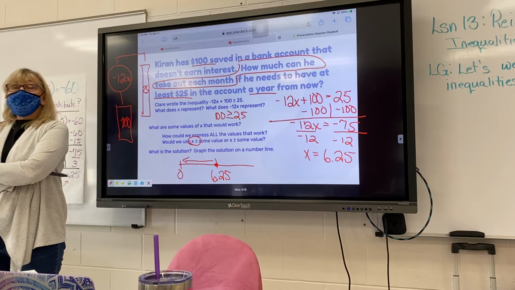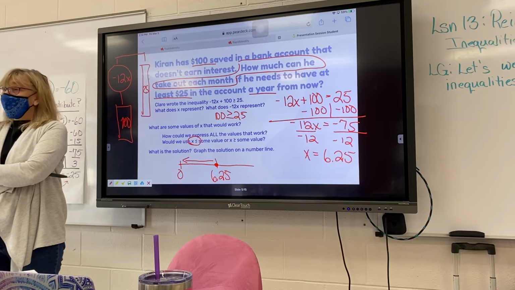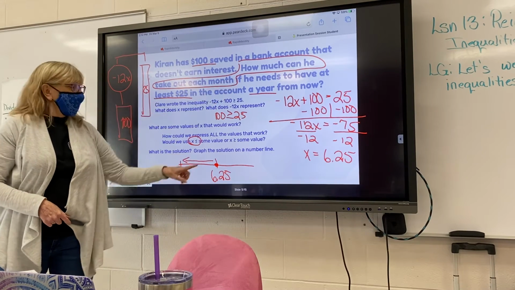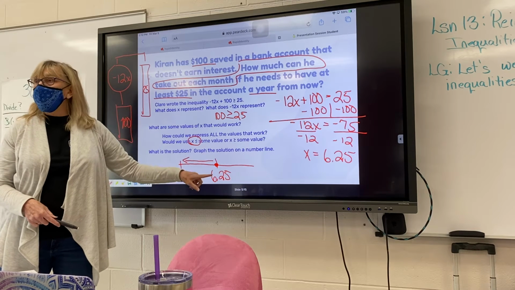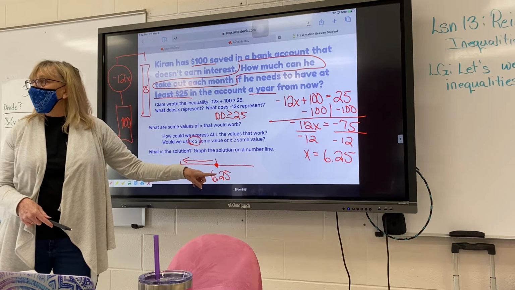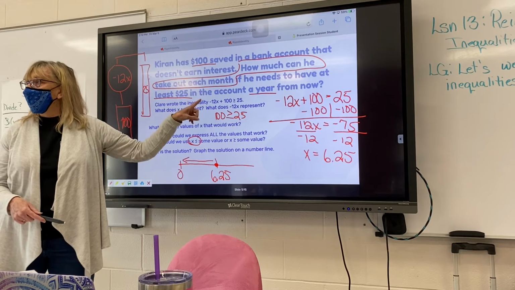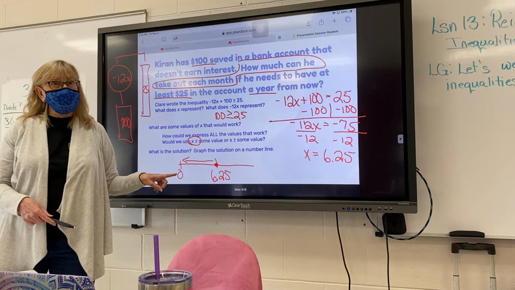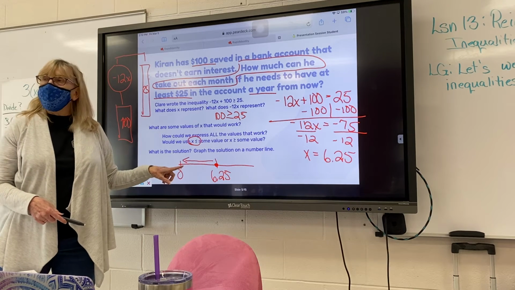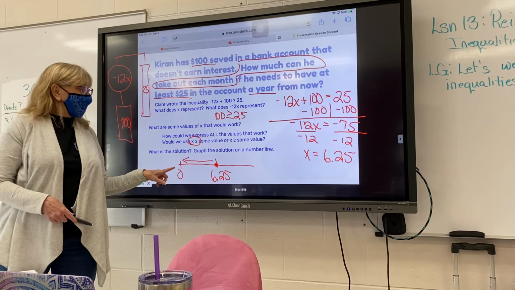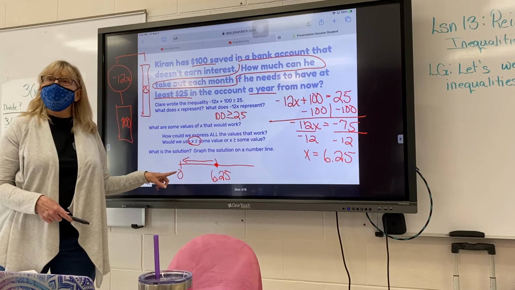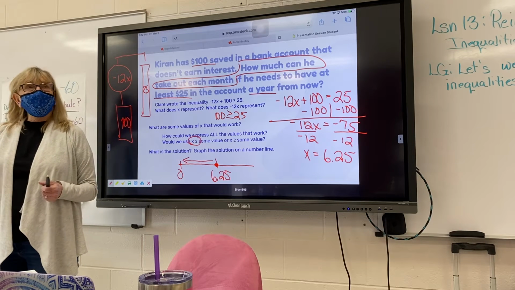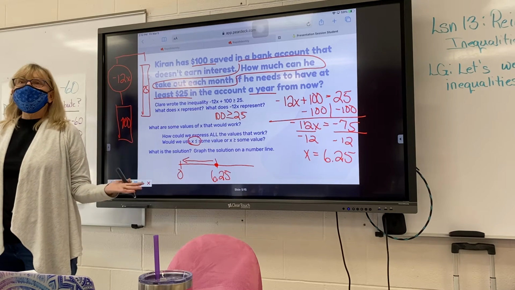No. Okay? If all I gave you was the inequality, this is the solution. Any number less than or equal to 6.25 will make that true. But because we're talking about a real world situation, it's going to have some limitations. In this case, it can't go below $0. Make sense? Some other examples are if you're talking about people.